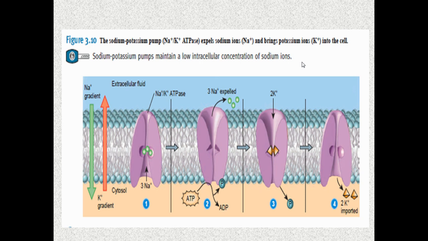So that the concentration of potassium is maintained low in the ECF and maintained high in the ICF. So this you have to understand clearly.